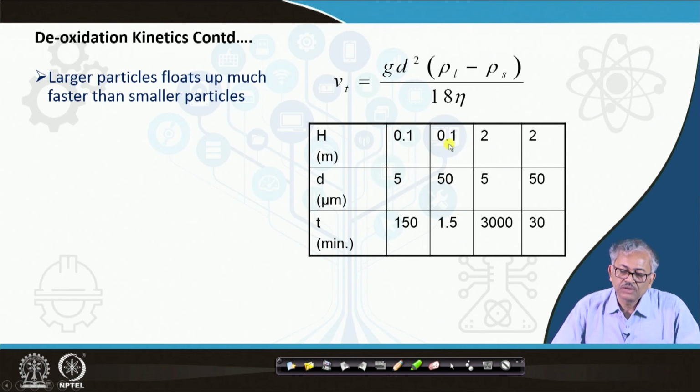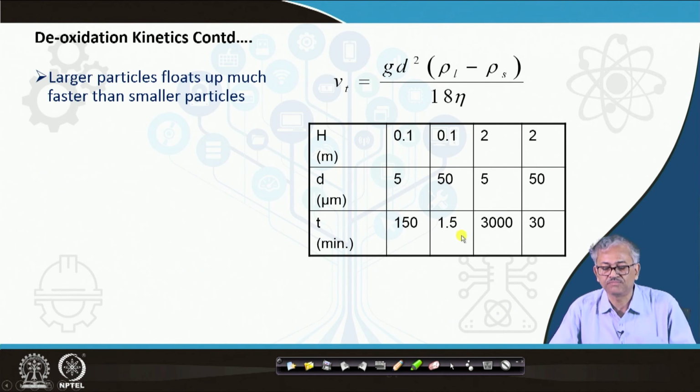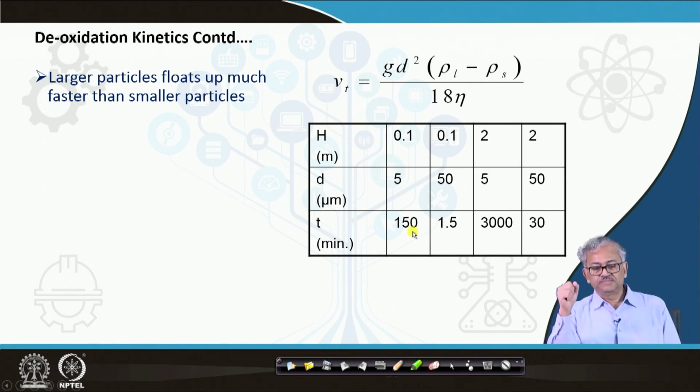Compared to that, for the same height of 0.1 meter, suppose your inclusion size now increases to 50 micrometers. So a 50 micrometer inclusion will take only 1.5 minutes, compared to the 5 micrometer that will take 150 minutes. That is around 100 times less, because you have increased the diameter by 10 times. So obviously the residence time will change by 100 times.